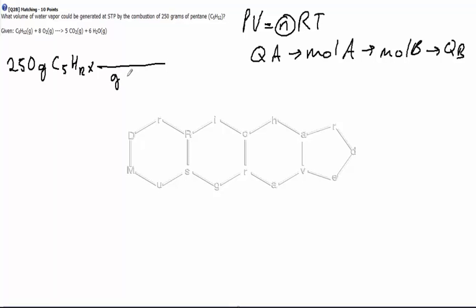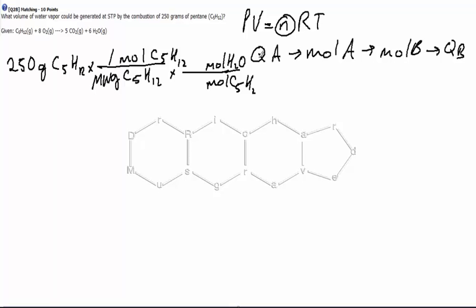We know grams of C5H12 will go on the bottom, and that's to cancel with these grams. And we know there's a relationship here between moles of C5H12 and grams of C5H12. So we know we have 1 mole, and that's equal to the molecular weight of C5H12. And next we know that the moles of C5H12 will go on the bottom to cancel those. And what we need here is moles of H2O.